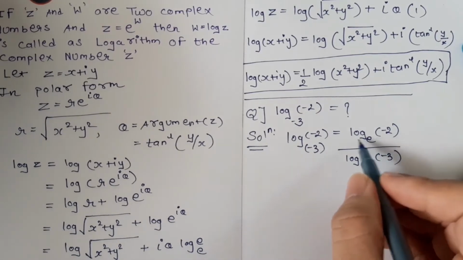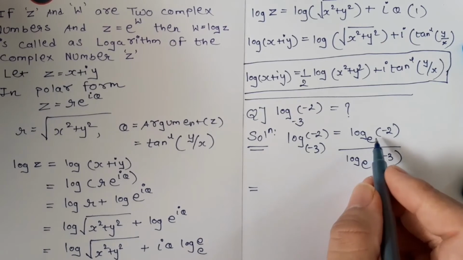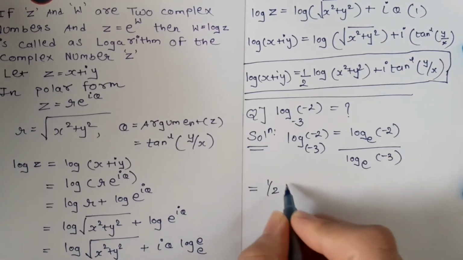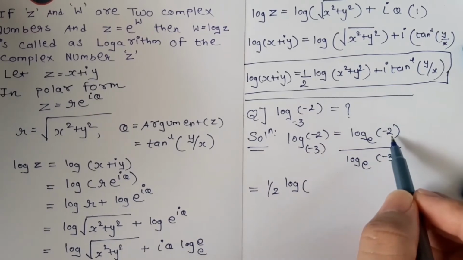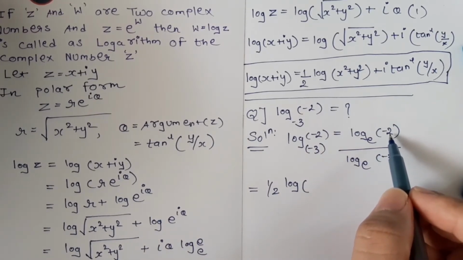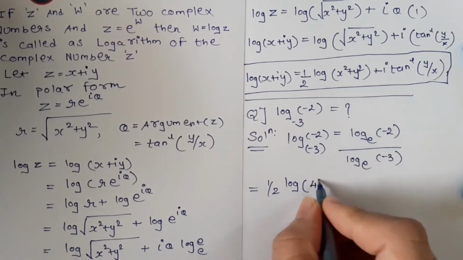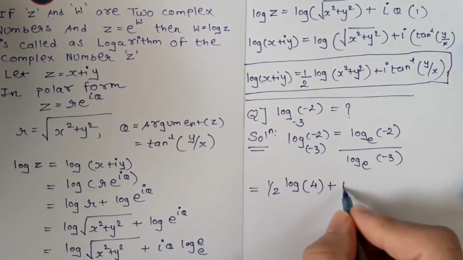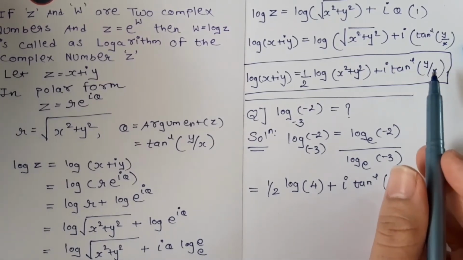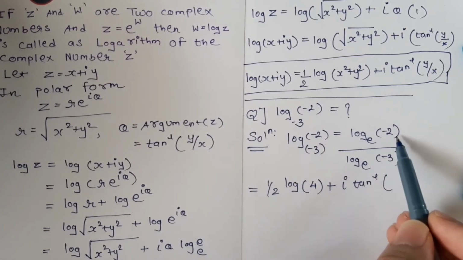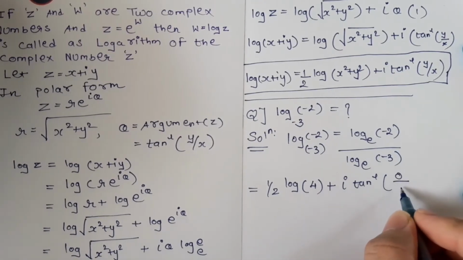Okay, so now we can apply this formula. Log of minus 2 will be 1 by 2 into log of x square plus y square. Now here we have only the real part, so x will be minus 2. The square of minus 2 will be 4, plus i into tan inverse of y by x. Now y is the imaginary part, but we don't have the imaginary part. Imaginary part is 0, so we will write 0 divided by minus 2.